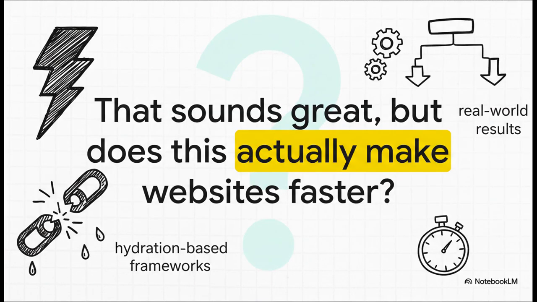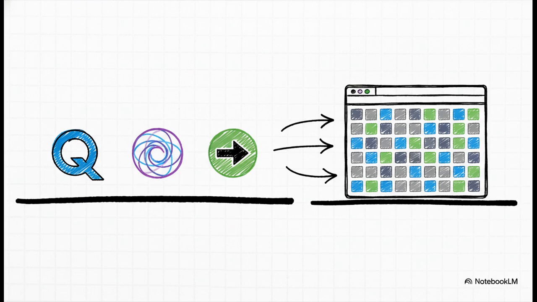Okay, that all sounds amazing in theory, right? But here's the billion-dollar question. Does this actually make websites faster in the real world? How does it stack up against the established giants like React and Next.js? Well, a study decided to find out, putting Qwik head-to-head with the big players. First up, a pretty common scenario, rendering a page that's just packed with hundreds or even thousands of different elements.